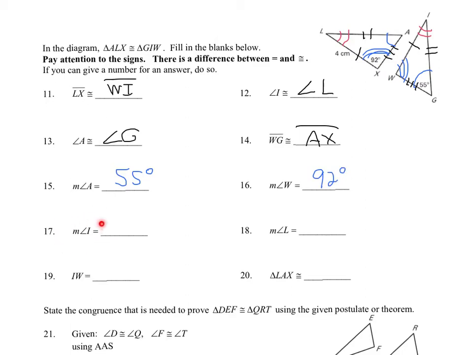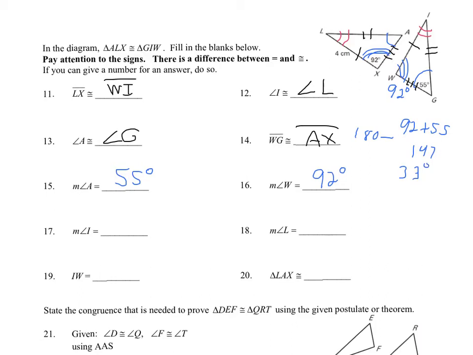Number 17, the measure of angle I. We know I is congruent to L. I don't know exactly what that is right away, so I'm going to have to do some work here. Well, I know that X and W are the same and that this is 92 degrees. So if I add 92 and 55, I get 147, and then I'm going to subtract that from 180 to figure out the remaining angle. So 180 minus 147 is 33 degrees.